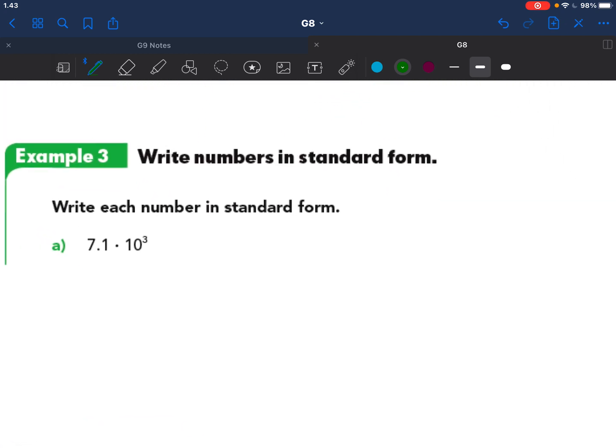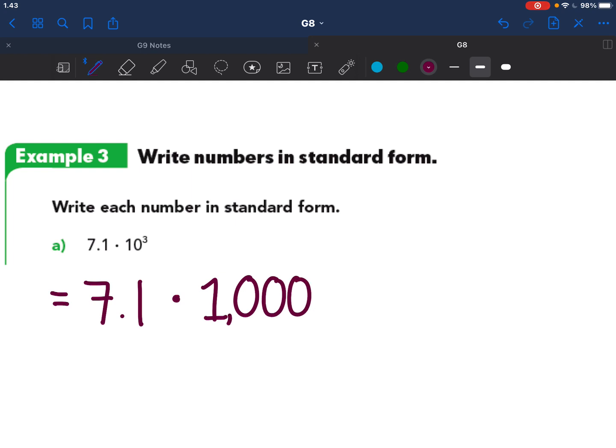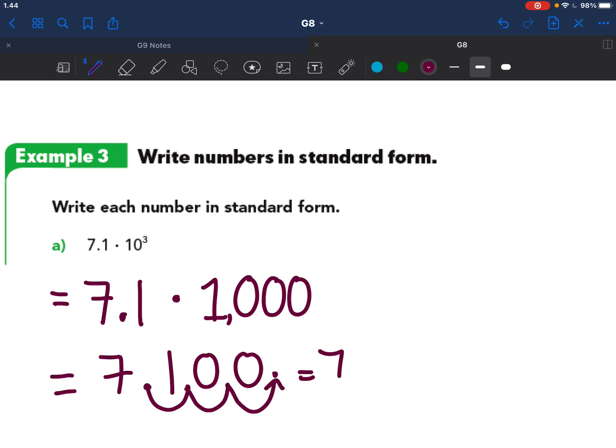Alright, so let's do the other way. What if I give you scientific notation and I want you to rewrite it in standard form? And this is pretty easy. So 7.1 times 10 to the power of 3, you can do two things. You can expand the 10 to the power of 3. 10 to the power of 3 means there are 3 zeros. Okay? And then you can just move the decimal 3 times. 1, 2, 3. So that is 7,100. Okay?